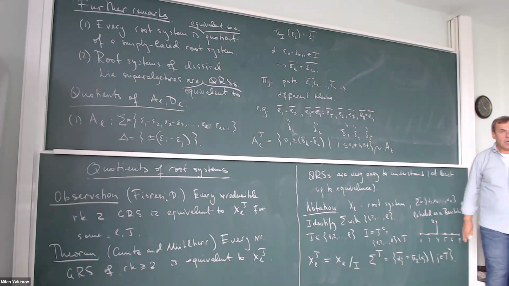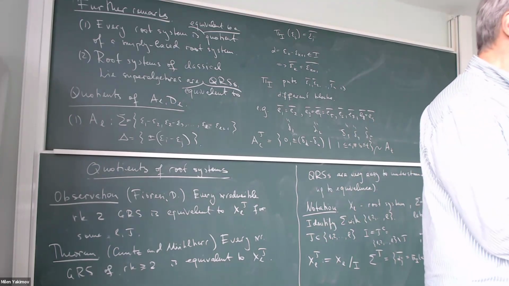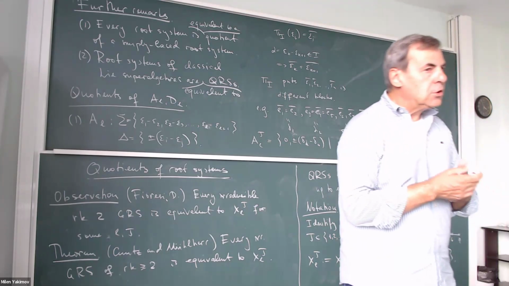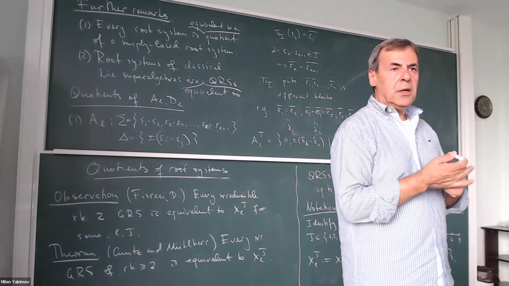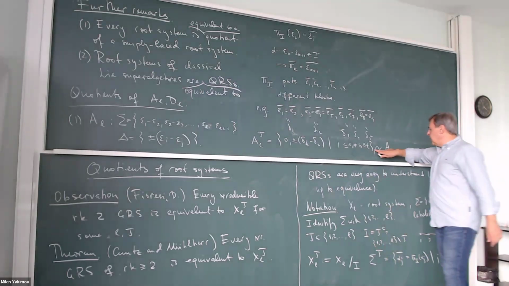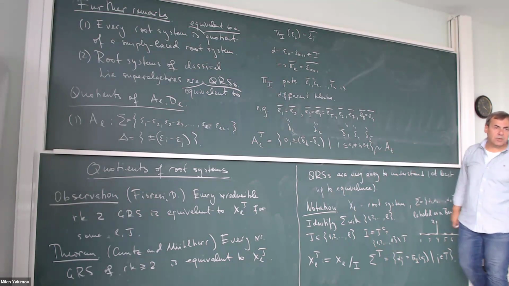But one may ask, can I do this with the Weyl groups of type B or the Weyl groups of type G? And it's not quite the case. And the reason for that is that we do not have the quotients of type G still of type G.